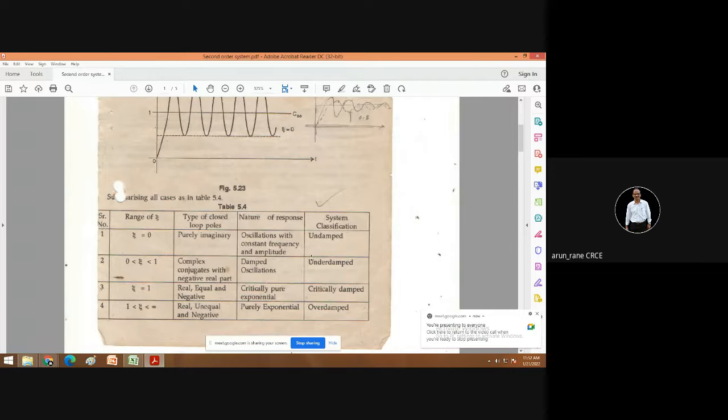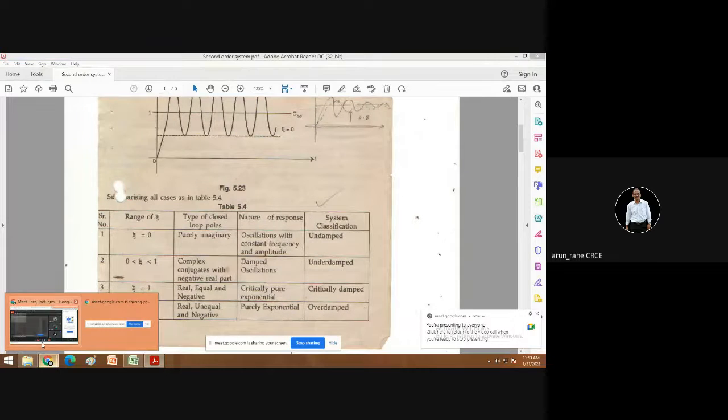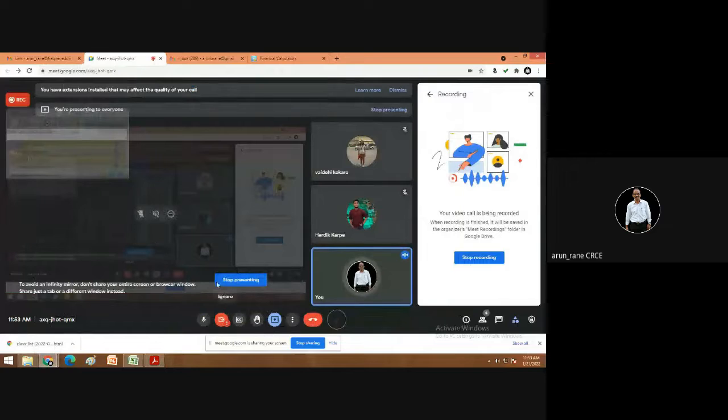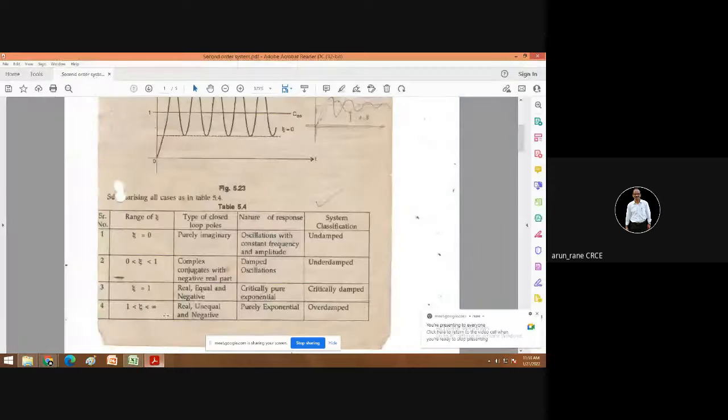Now second order systems can be classified under this category: undamped, underdamped, critically damped, and overdamped. And there is something called zeta. Zeta is nothing but the damping ratio. And you know what is meant by damped, overdamped, underdamped or undamped.